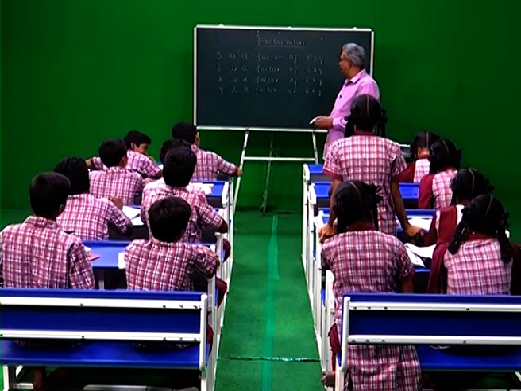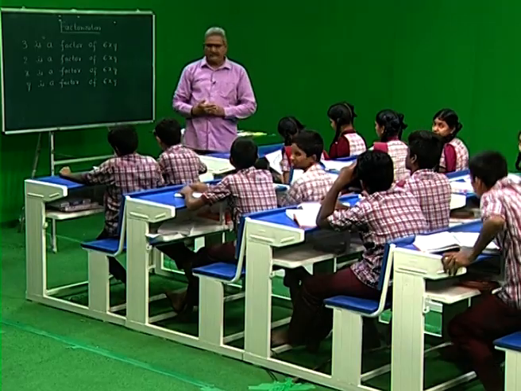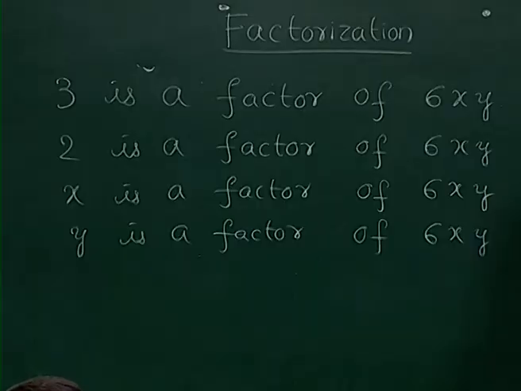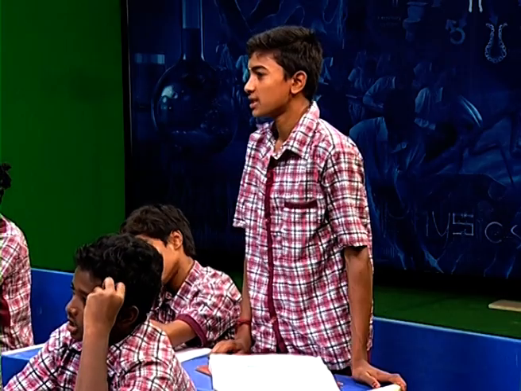2 is a factor of 6xy. X is a factor of 6xy. Y is a factor of 6xy. Very good. Yourself? 3 is a factor of 6xy. 2 is a factor of 6xy. X is a factor of 6xy. Y is a factor of 6xy.